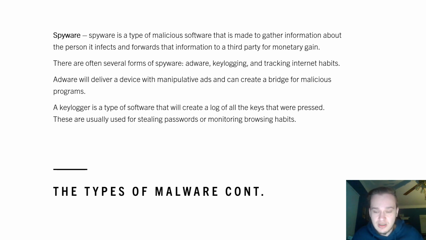A keylogger is a type of spyware that is used to copy all of your keystrokes. Every time you type on your keyboard, it will be recorded into the program and sent back to the hacker. So these are used for stealing passwords. If I type my password out on my keyboard and I had a keylogger on my computer, the person monitoring that program would be able to see what I just typed in. Keyloggers are used mainly for stealing passwords, but they can also monitor your browsing habits and sell that information.